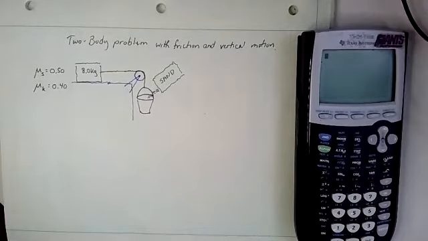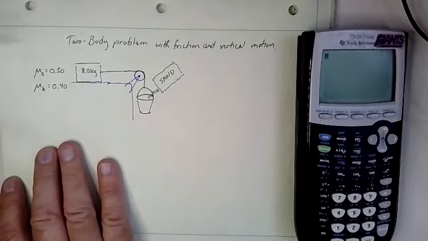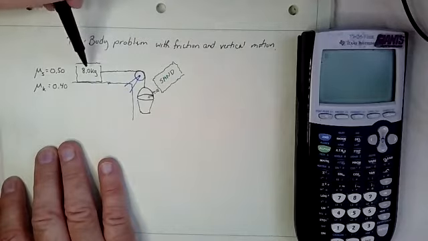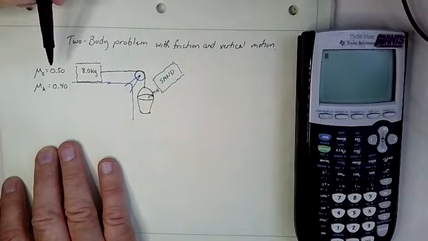In this video, we're going to take a look at a problem that incorporates both horizontal motion and vertical motion. And we're not quite there with vectors yet, but this is a real fundamental test of our knowledge so far. So in this situation, we have a block that's on a horizontal surface and there's friction.